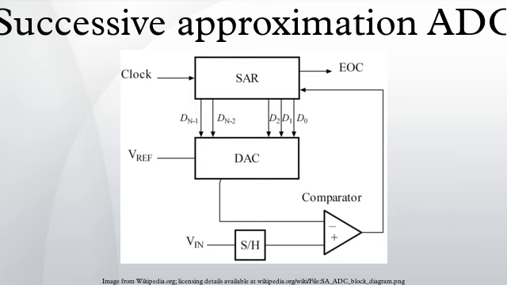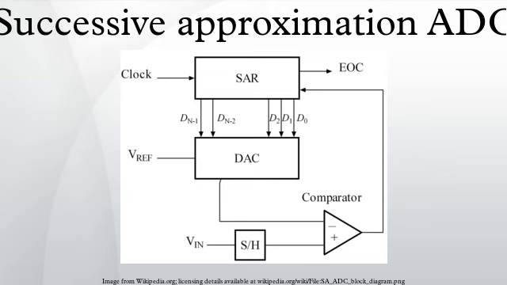A successive approximation register subcircuit designed to supply an approximate digital code of VIN to the internal DAC. An internal reference DAC that, for comparison with VREF, supplies the comparator with an analog voltage equal to the digital code output of the SAR.